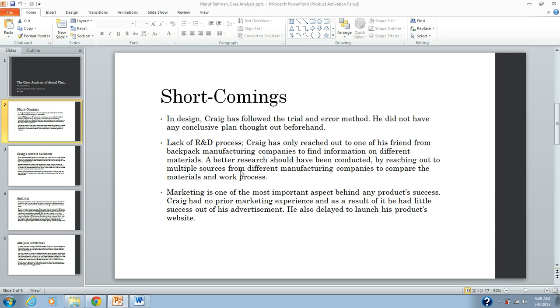Now, this case talks about a guy named Craig Hines, who came up with a new design for a chair, and it was called the aerial chair. He was funding the project by an inheritance money that he got from his father. Craig tried to promote his design through small booths located in malls. Unfortunately, his plans didn't go as expected.